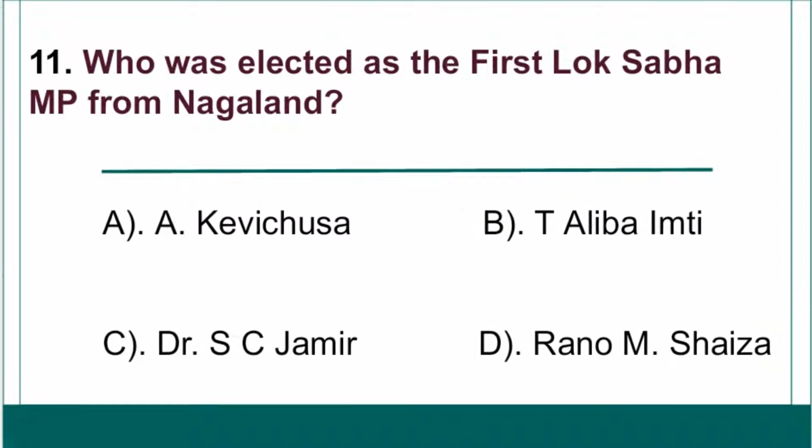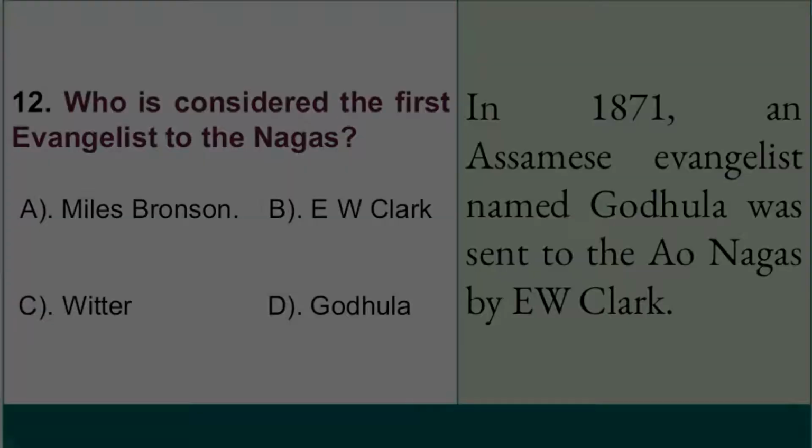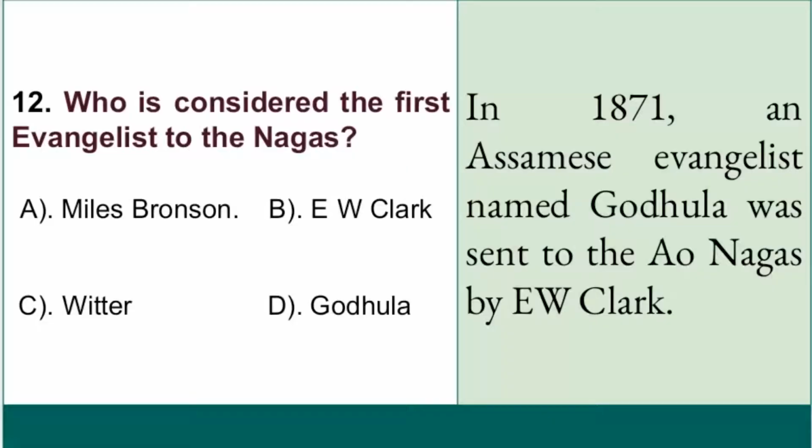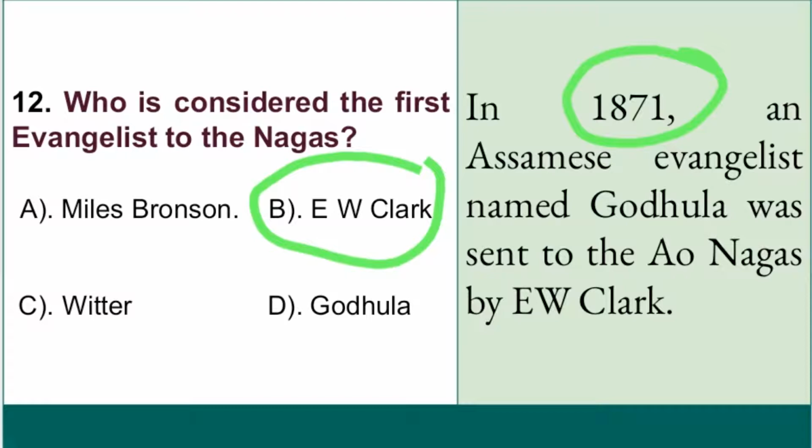Question number 11, who was elected as the first Lok Sabha MP from Nagaland? The correct answer is option C, Dr. S.C. Jamir. Question number 12, who is considered the first evangelist to the Nagas? The correct answer is option B, that is E.W. Clark. Here, in 1871, the Assamese evangelist named Godhula was sent to the Ao Nagas by E.W. Clark.